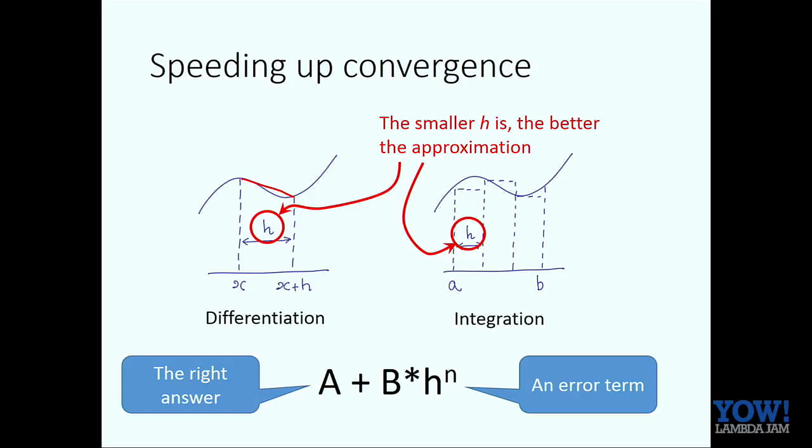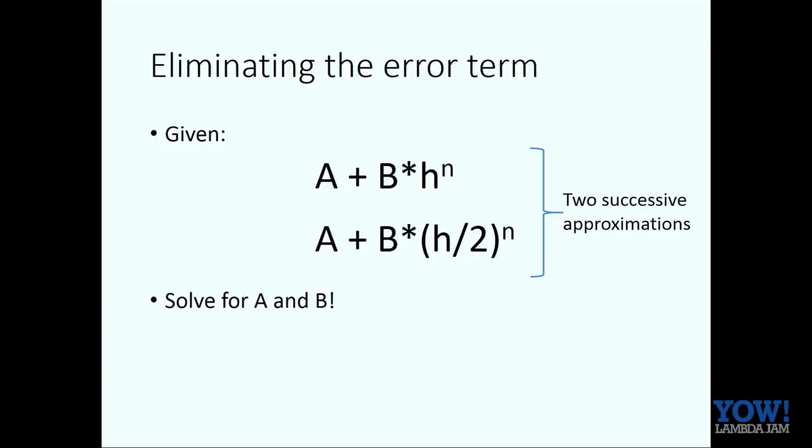The right answer a plus an error term, which is some coefficient b times a power of h. And then the larger the power of h, the more quickly the algorithm converges. So now, remember that in my sequences of approximations, I'm halving h at each step. If I take two successive approximations, I've got these two values, and I've got two unknowns, a and b. Think back, high school maths. If I know these two values and there are two unknowns, I can solve for the unknowns, right?